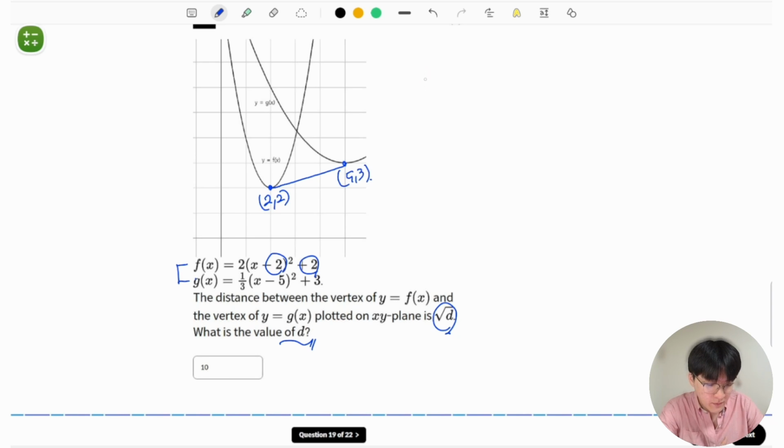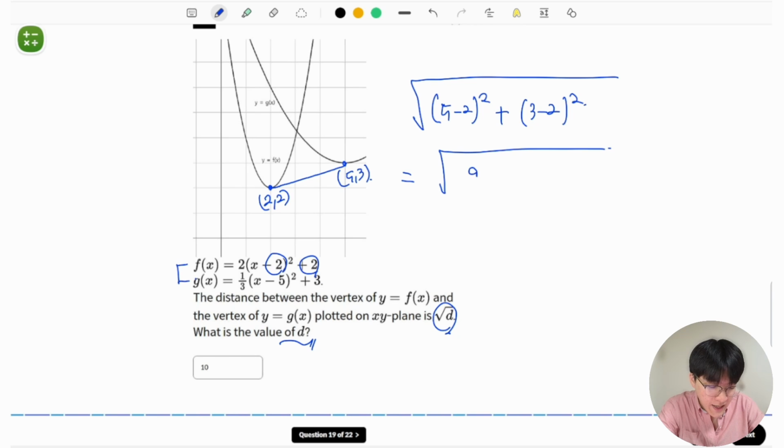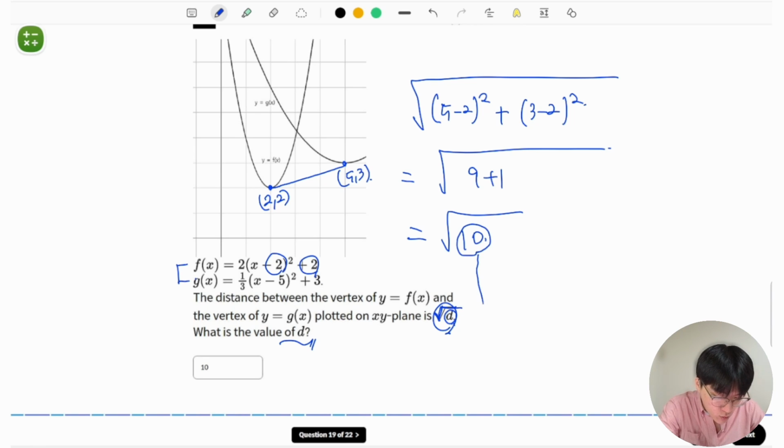And therefore, using the distance formula, we can take the square root of (x2 minus x1), which is 5 minus 2, squared, plus (y2 minus y1), 3 minus 2, squared. Therefore, that gives us 9 plus 1, square root 10. Now, we want to know the value of d, not the whole thing. And d was what's inside of the square root, therefore yielding 10 as our answer.